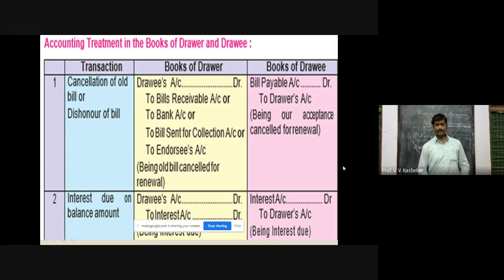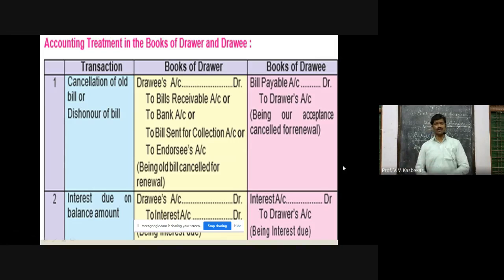So let us see in the books of drawer, drawee's account debit. Again, the drawee will be a debtor for that drawer. So drawee's account debit, to bills receivable account if the bill is retained, to bank account, or to bill sent for collection account, or to endorsee's account, whatever the condition is. Being old bill cancelled for renewal.